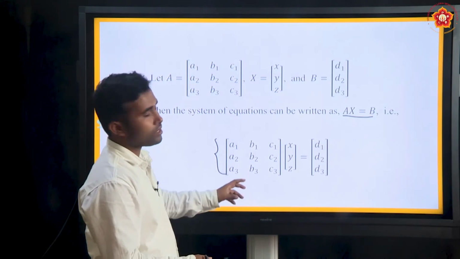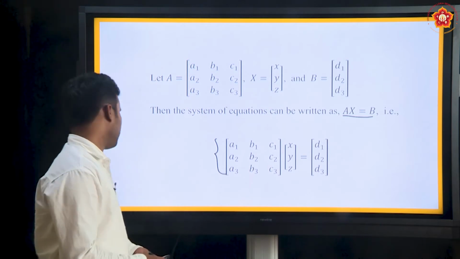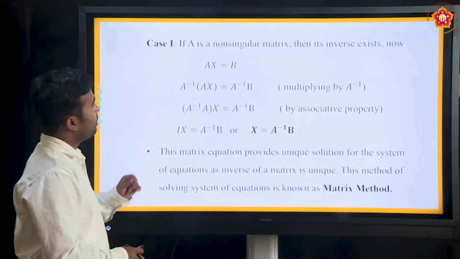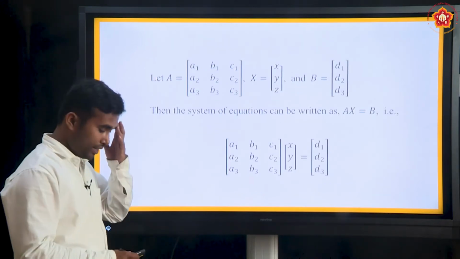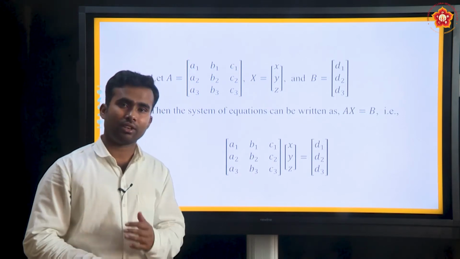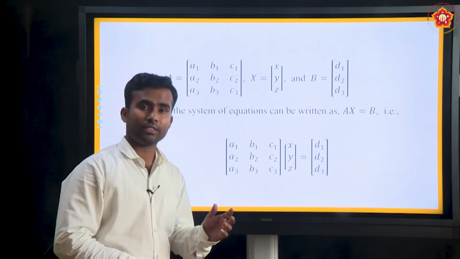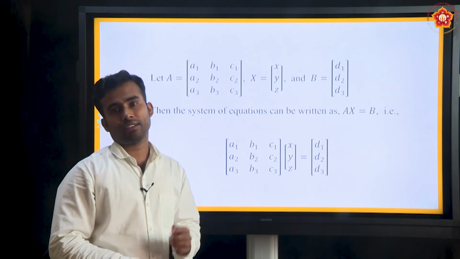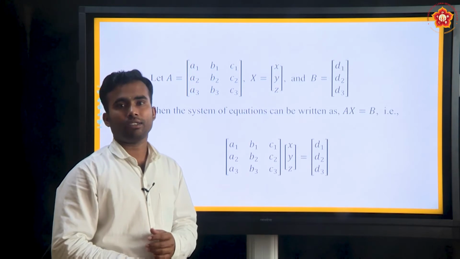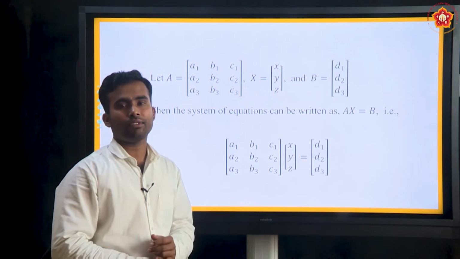Okay, if you have a 3-equation system, we must have 3 variables, right? Next, here we have 2 cases, and one case is what we discussed yesterday, right? If the matrix is non-singular, the inverse exists. When the matrix is singular, the inverse does not exist. Understand? When the matrix is singular, determinant of A is equal to 0.